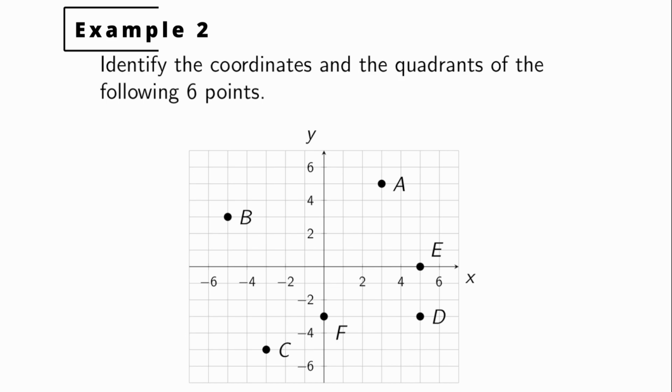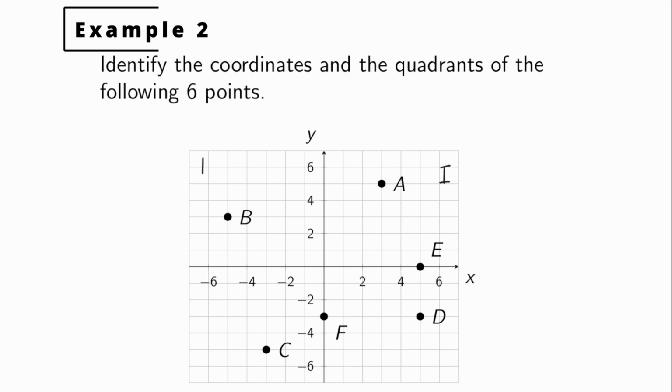In our second example, we want to identify the coordinates of all 6 of these points, A, B, C, D, E, and F, and identify the quadrant they lie in. The Cartesian plane is divided into 4 quadrants. The first quadrant, which we denote with Roman numerals as quadrant I, is where both coordinates are positive, along the positive x-axis and positive y-axis. From there, the quadrants go counterclockwise.